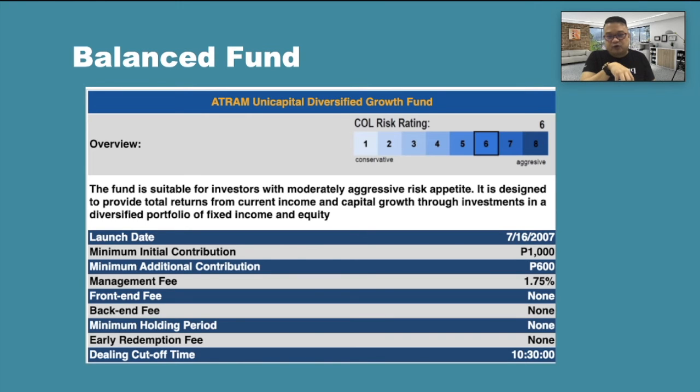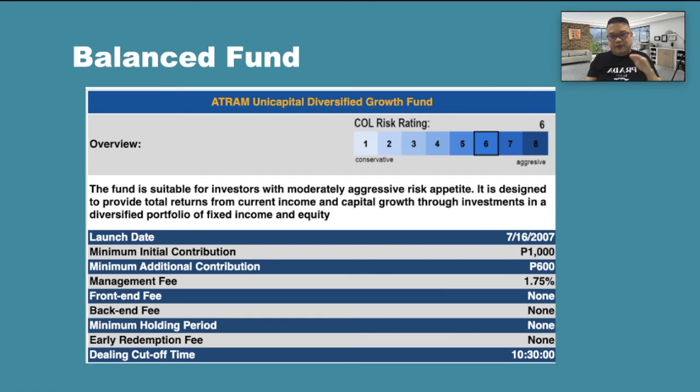It is designed to provide total returns from current income and capital growth through investments in diversified portfolio of fixed income and equity. Naglalagay din yan sa equity, no? Kaya lang ang tendency ng balance fund, my own opinion lang, naghihilahan sila. Because it has a characteristic of money market and bond fund, medyo naka-fix yung kanyang growth potential. On the other hand, it has also the characteristic of the equity fund, which has a good potential for growth. Kaya nangyayari, nauuwi siya sa gitna. Well, as the name suggests, balance fund nga eh.